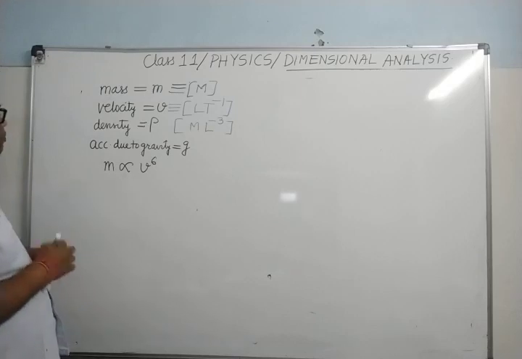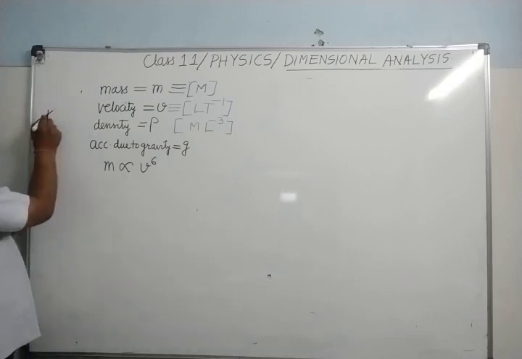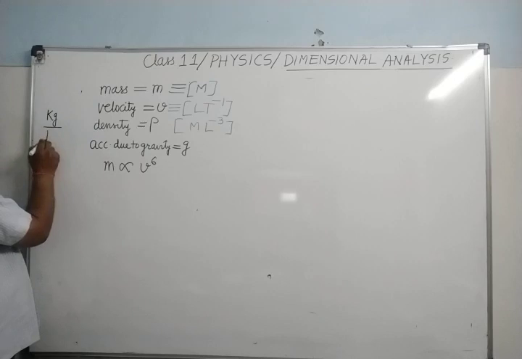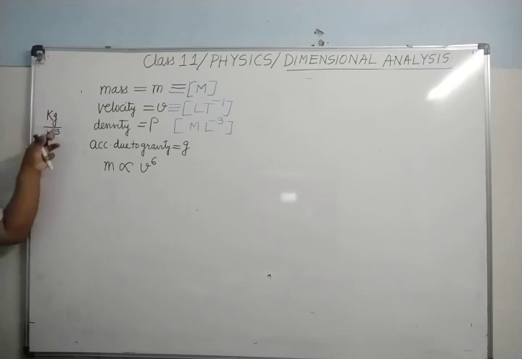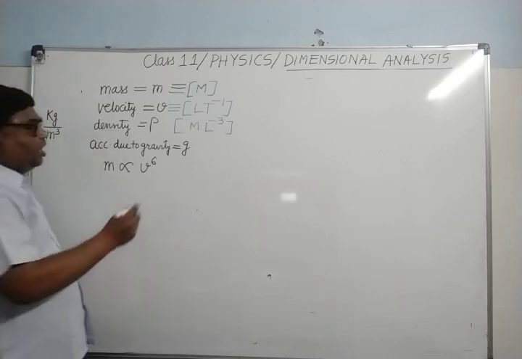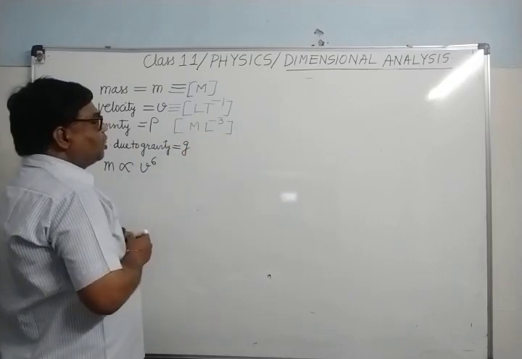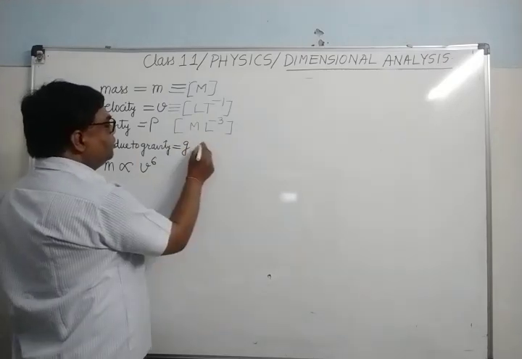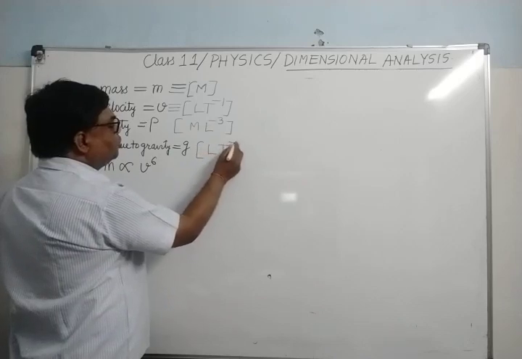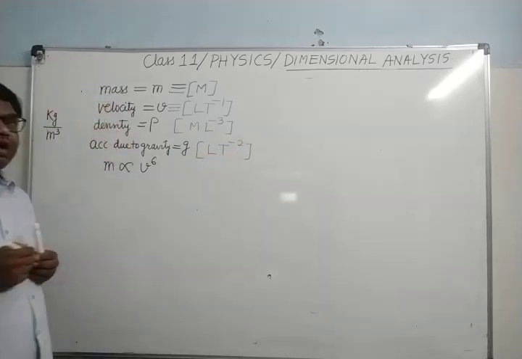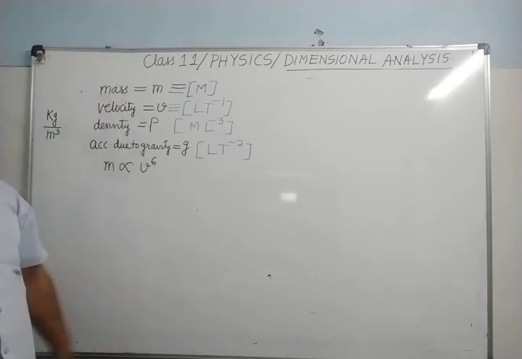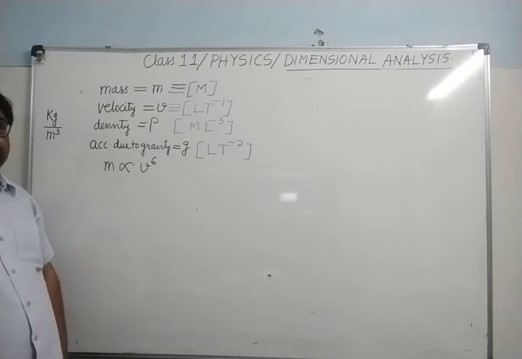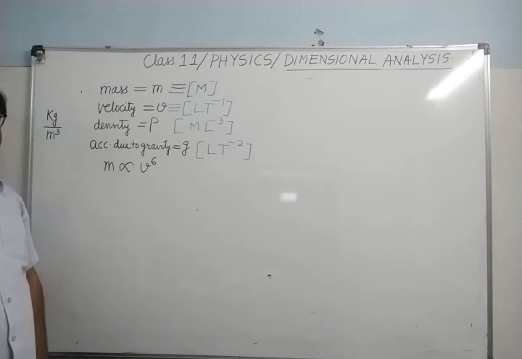You can determine it from the unit. What is the unit of density? Kilogram per meter cube. Kilogram means M, meter means L. So M upon L cube. So you will write in this way. Acceleration due to gravity, what will you write? LT^-2. So you write the dimensional formula of all the physical quantities. Now here you have to derive the formula of small m. It's clear?